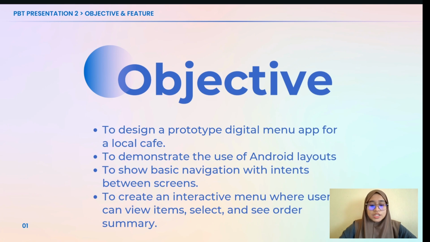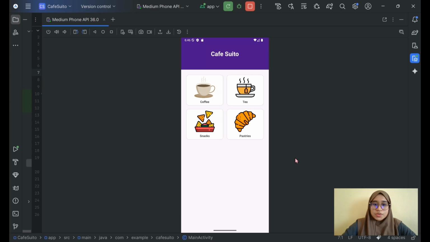And then I would like to move to Android Studio to show the running application. So this is our application that we created. This is the home page of our application, which is Cafe Suto, the name of our cafe. And then we have 4 categories here, which are coffee, tea, snacks, and also pastries. So if the user wants to order coffee, just click this coffee icon.